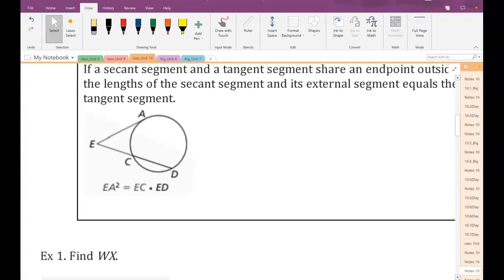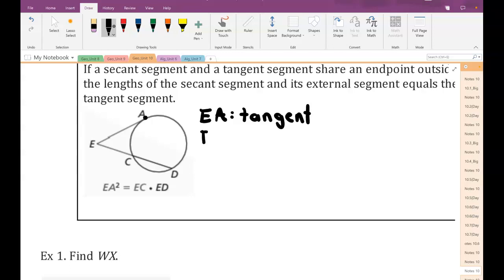We have two things going on here. We have a tangent and a secant that share an endpoint on the outside of our circle. So they share the endpoint E. We could write EA if we want to do some labeling. EA is a tangent because it touches the circle at one point here and goes off. And then ED, E all the way to D, that would be a secant.